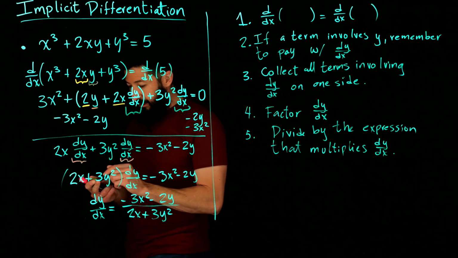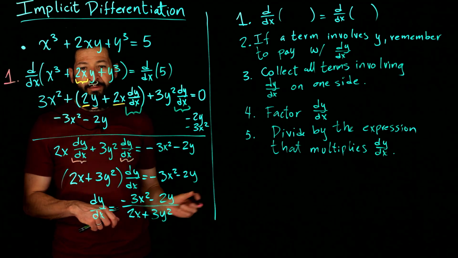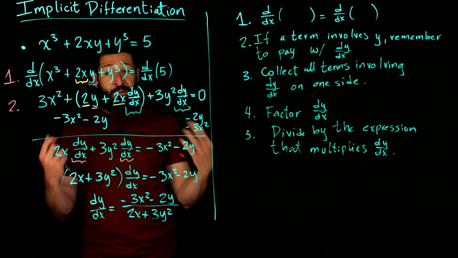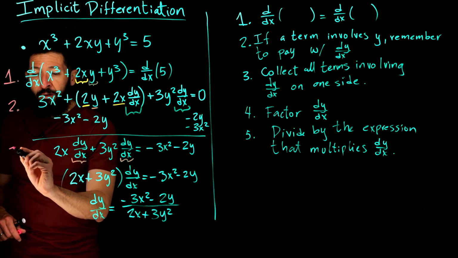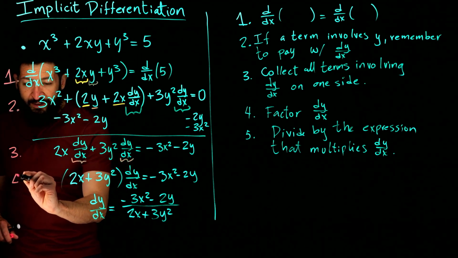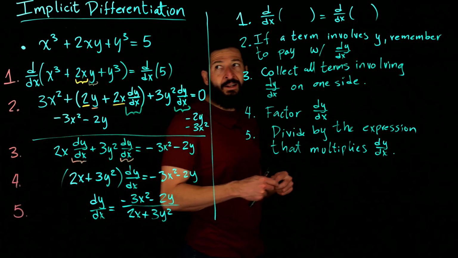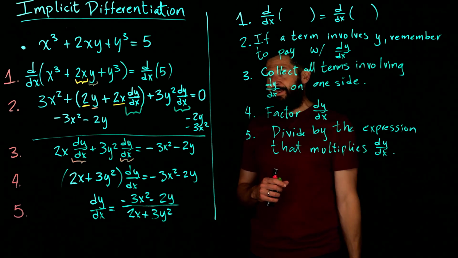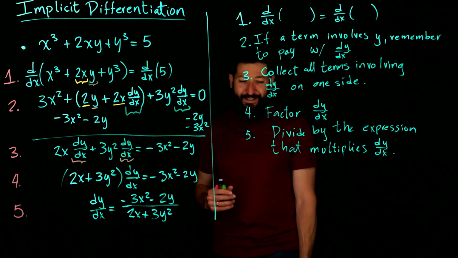So right here, if we mark our steps, step 1 is here. You're taking the derivative. Step 2, I'm remembering to pay with dy/dx whenever I find a y. All of the other rules of differentiation still apply. Step 3, collecting all terms on the left-hand side that have dy/dx and the other ones to the right. Step 4, factor right here. And step 5, divide to solve. It's always going to follow those steps, and so it can get confusing at times if you don't do it in a very organized way. So let's solve a couple more, and I think that's going to wrap it up for this video.